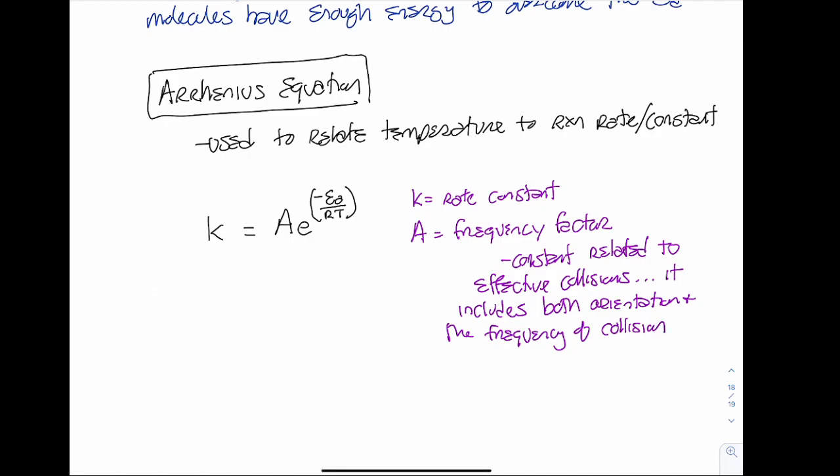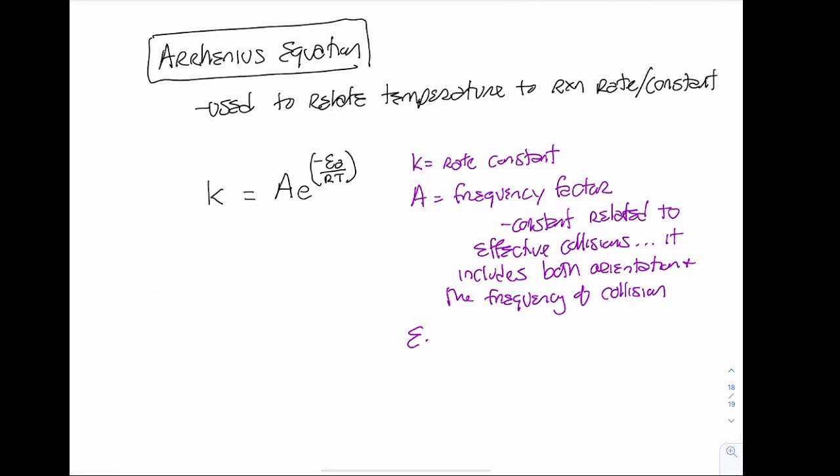Right? They have to collide, they have to have the right orientation, and they have to have enough energy. So A takes care of those first two. EA is my activation energy, right? That's the amount of energy we have to put into it, so the sufficient energy portion. And then R is a gas constant.